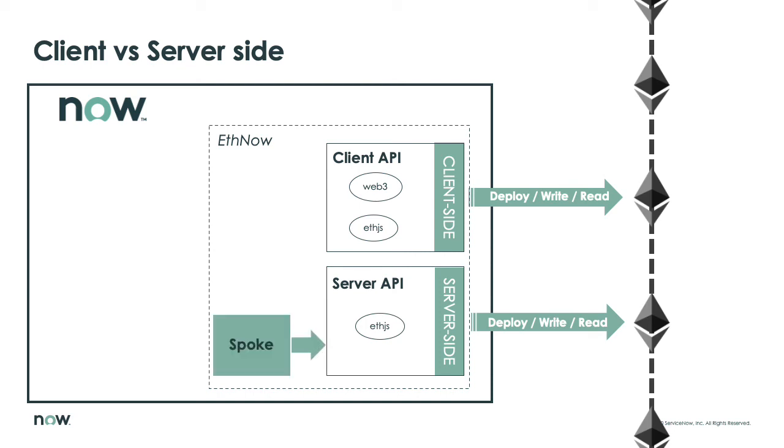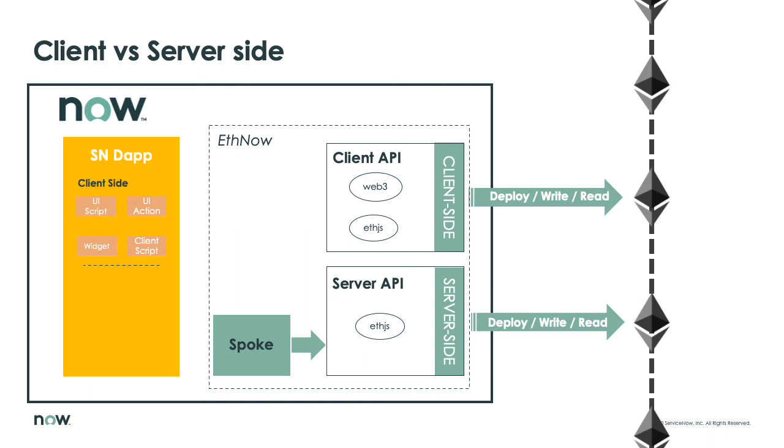The ISNOW spoke uses the server-side APIs to talk to the blockchain from a more abstract layer. The ServiceNow dApps that are built on top of ISNOW are also made by a client side and a server side. The client side contains objects like client scripts, UI actions, UI scripts, and service portal and workspace widgets. The server side contains objects like UI actions again, flows, old-fashioned workflows, business rules, and more.